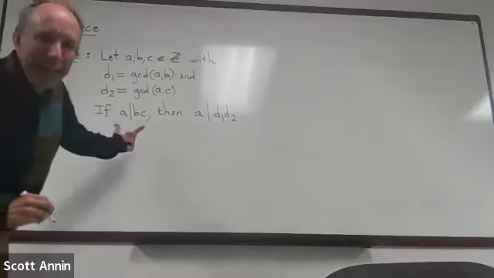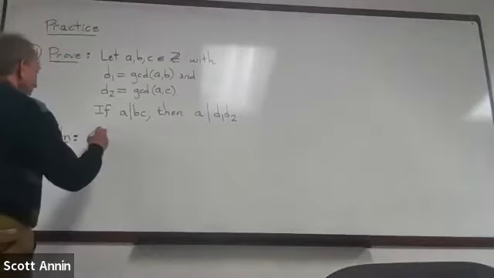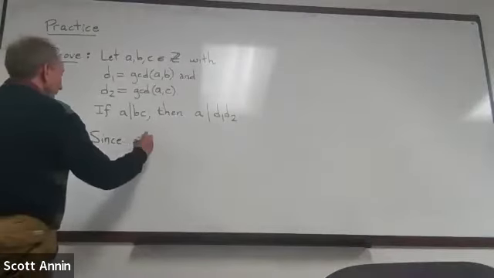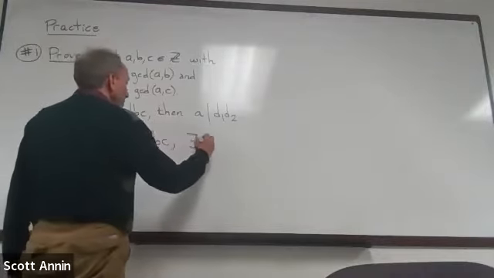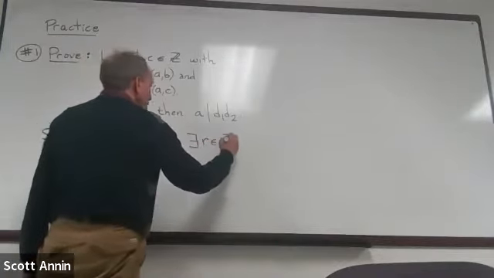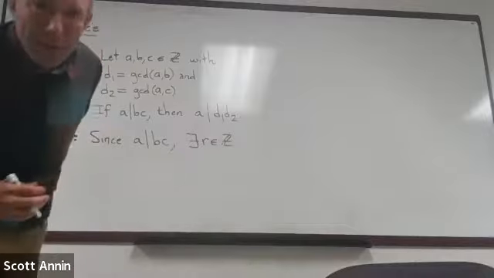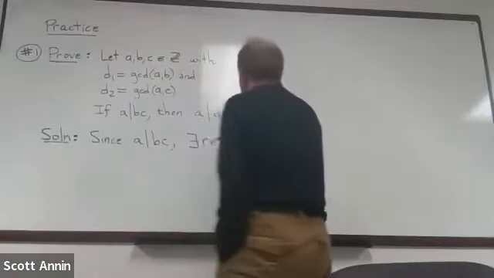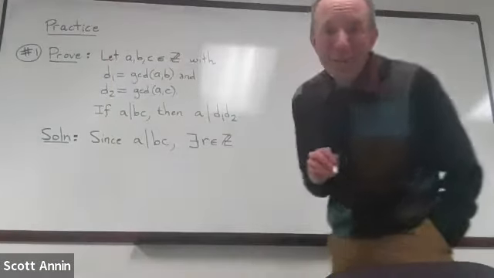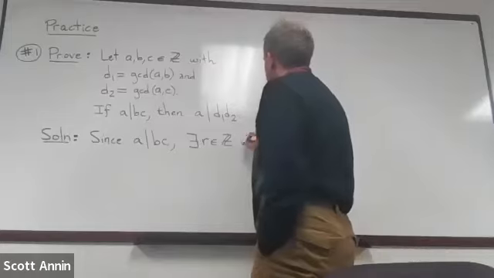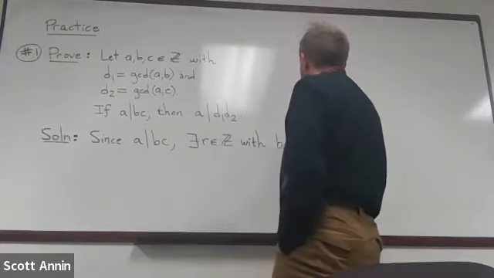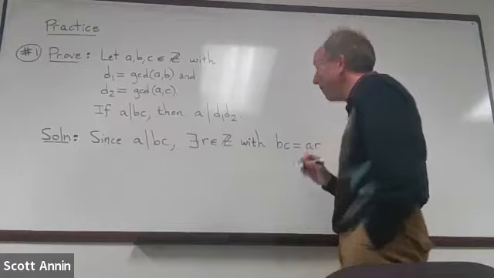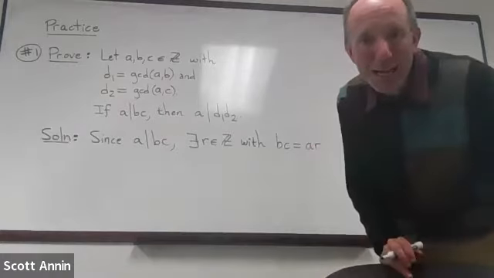I'm assuming that A divides BC. So let's see, what does that allow me to do? It means that there is some multiple. I'm going to just use an R for this, but of course you can use whatever letter you like. But there is some multiple of A that is equal to BC. So there exists an integer R with BC equal to AR. Presumably, we're going to use that at some point.